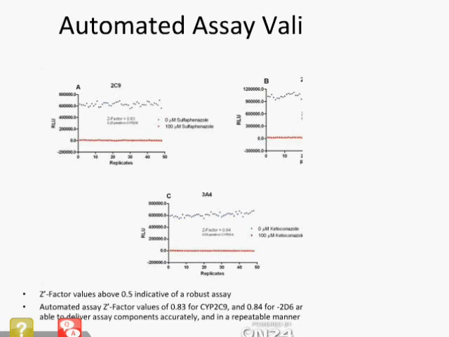Because of that, here we used the z-prime experiments to validate the robustness of the automated assay procedure that was just described. For this case study, we examined 3 CYP isoforms, CYP2C9, 2D6, and 3A4. And as you can see, the z-prime values for each automated assay are above 0.8, which is indicative of a highly robust assay procedure.